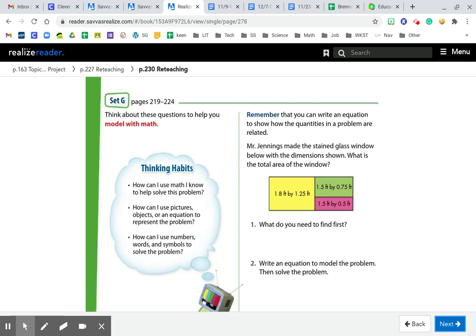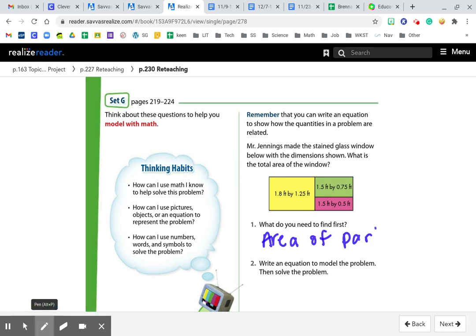So this is your applied skills page, and this is where you're thinking about what you're doing. You can write an equation to show the quantities in a problem and how they're related. Mr. Jennings made the stained glass window below with the dimensions shown. What is the total area of the window? What do you need to find first? You need to find the area of all the different parts.